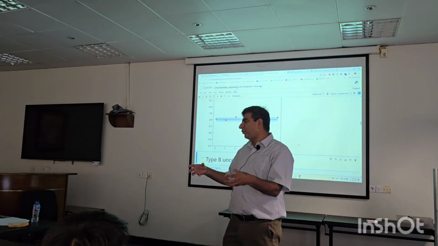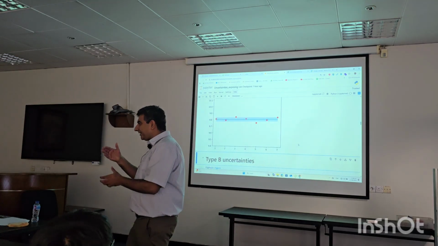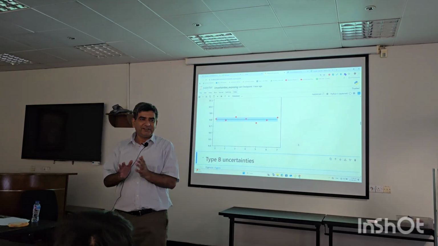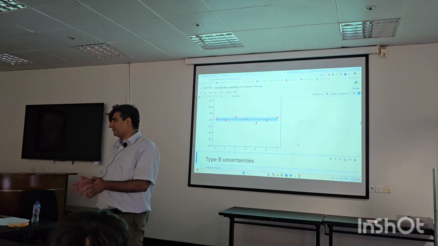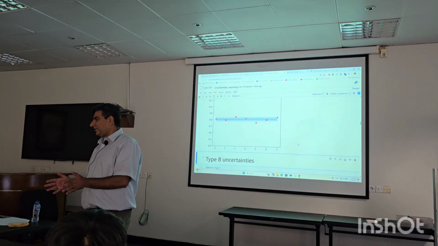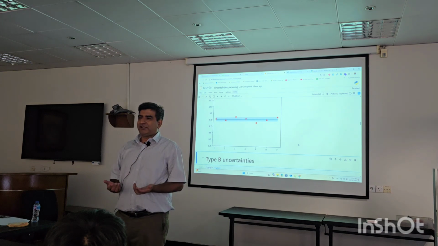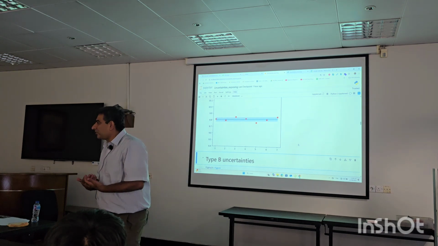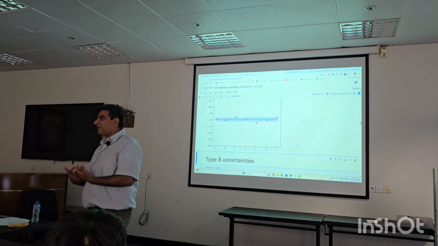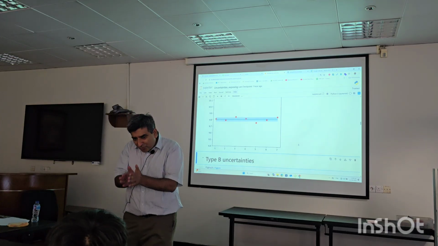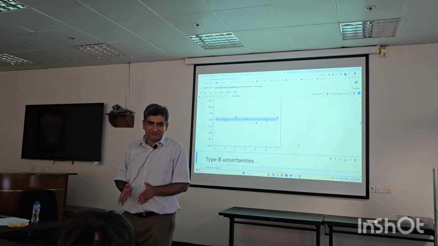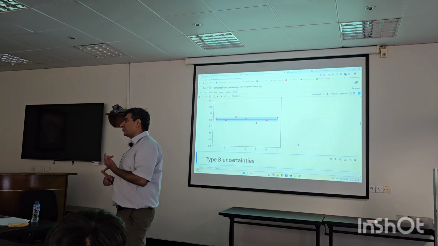No instrument has an infinite resolution. There is a least count, in other words, for every instrument. That's called the resolution of that instrument. Resolution means how small a thing you can see, how close two things you can resolve, distinguish, which means what is the smallest that you can measure. So there is a resolution for every instrument.